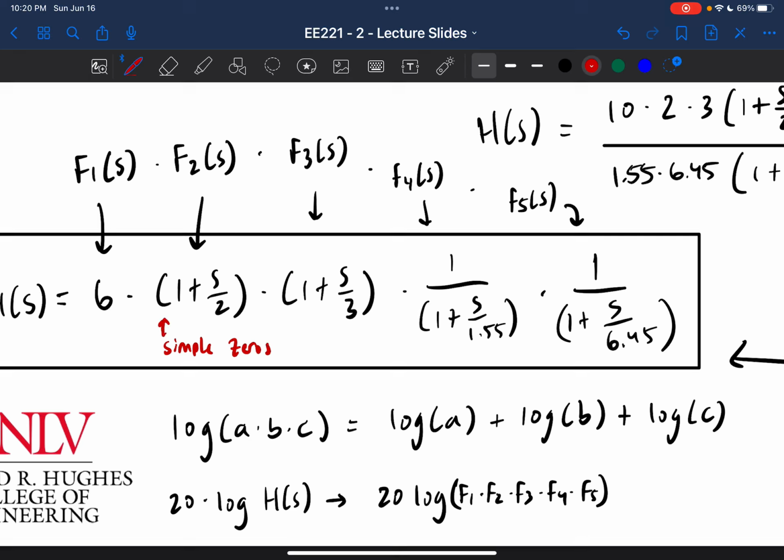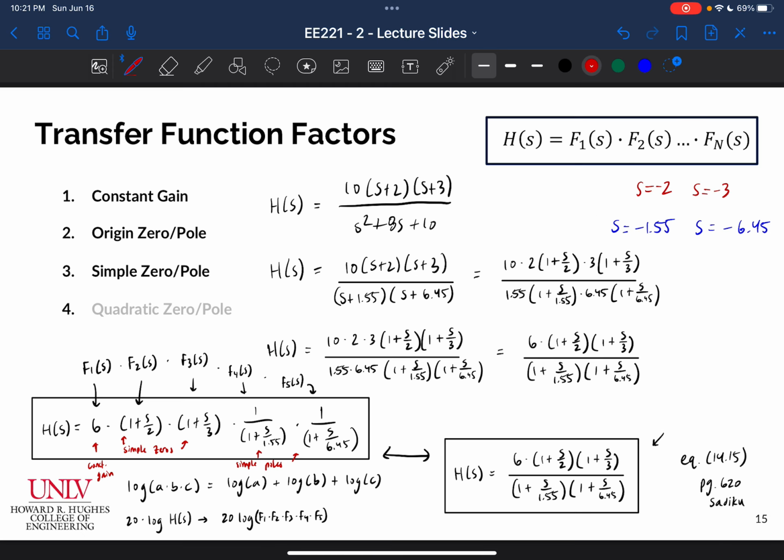both of these, this term and this term. And then these are both simple poles, okay? And then this term right here is a constant gain term. Okay, so those are the basics, but I haven't explained them yet.